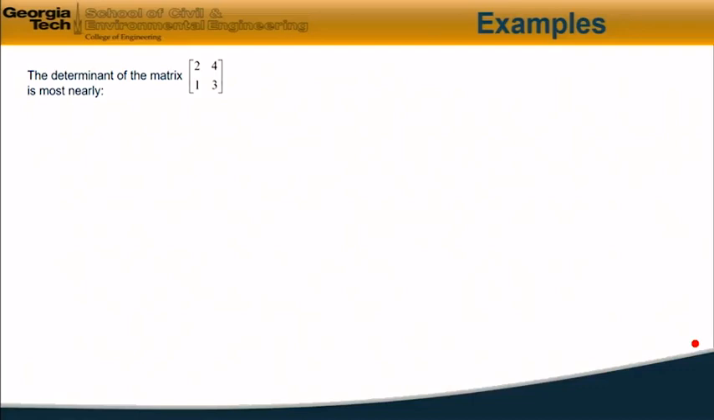Firstly, the determinant of this 2 by 2 matrix is most nearly which of these alternatives? So this one is very simple. It's just 2 times 3 minus 4 times 1, which is equal to 2, so the answer is A.